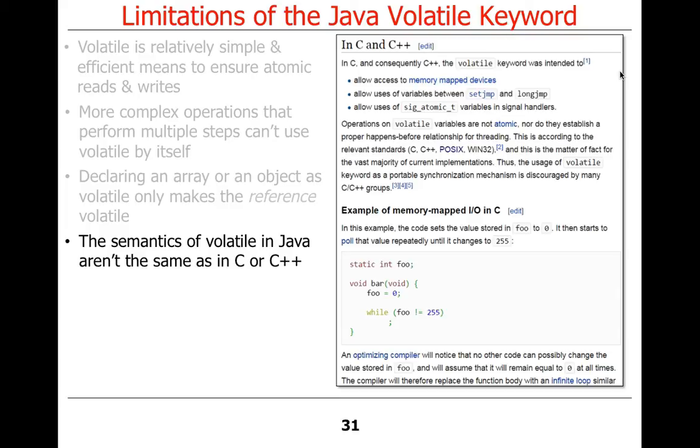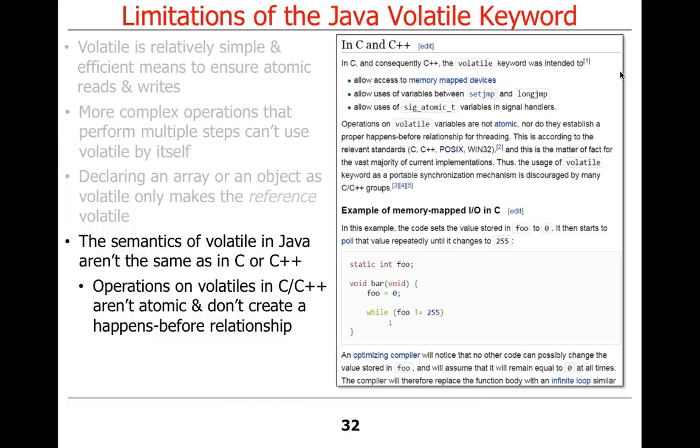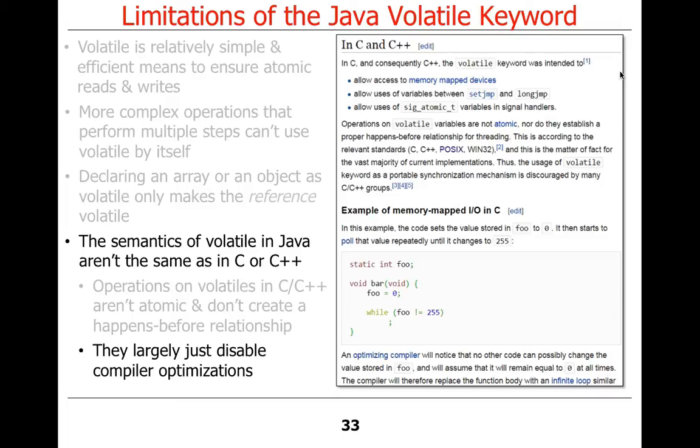Little side note, I won't hold you accountable for this, but it's worth knowing. The semantics of volatile in Java are not the same as in C and C++. In C and C++, volatile does not mean that the operations are atomic or that there's a happens-before relationship with respect to storing and receiving things. They don't give you atomicity. Instead, what volatile means in C++ and C is that the compiler should not do aggressive optimizations and eliminate code that appears not to actually be needed.